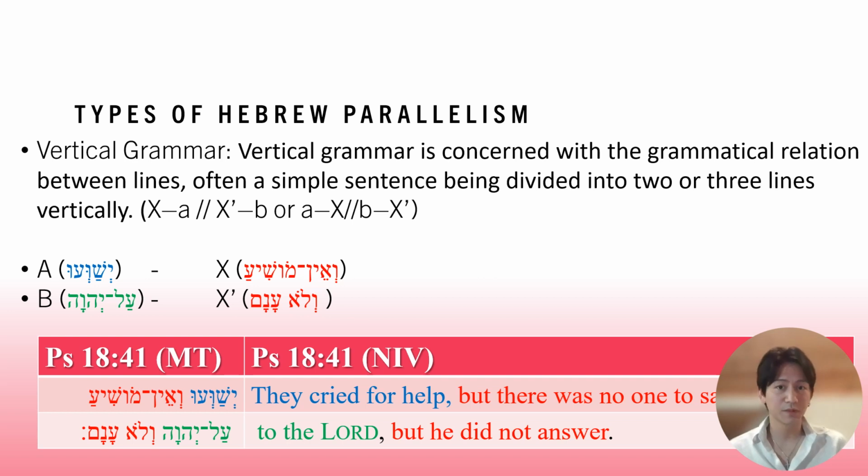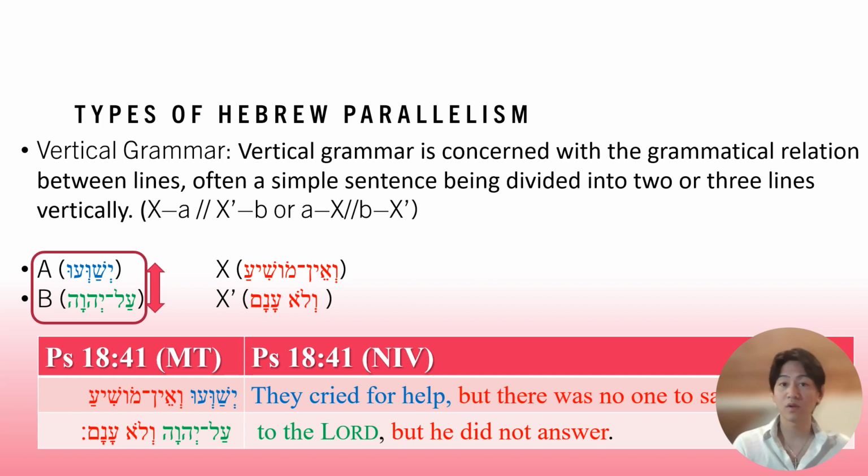However, it's not ellipsis, because not only is the second line depending on the first line, the first line is also dependent on the second line. When we read, "They cried for help," the question is, well, who do they cry out for help? The answer is to the Lord. Therefore, we see a vertical relationship between the first two components. These, "they cried out for help" and "to the Lord," come as a pair.